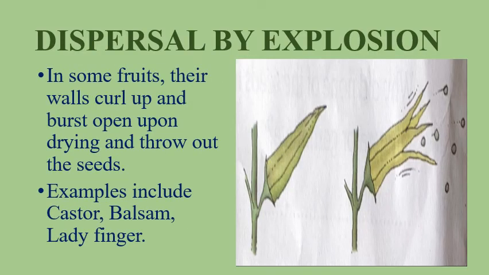So far, we have talked about dispersal by wind, dispersal by water, and dispersal by animals. The last one is dispersal by explosion. In some fruits, their walls curl up and they burst open upon drying and they throw out the seeds. So the seed is thrown out by the fruit upon drying with a great force. Examples include castor, balsam, ladyfinger, and a pea plant.